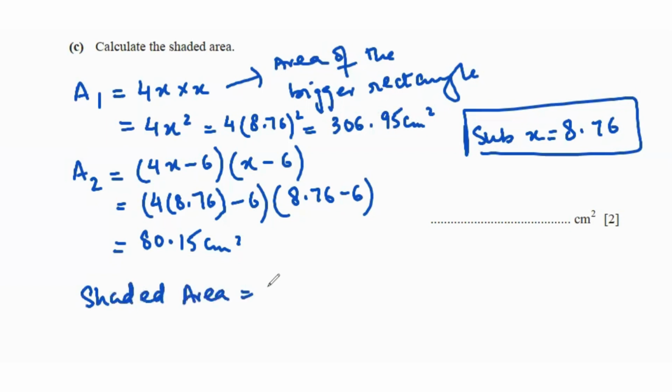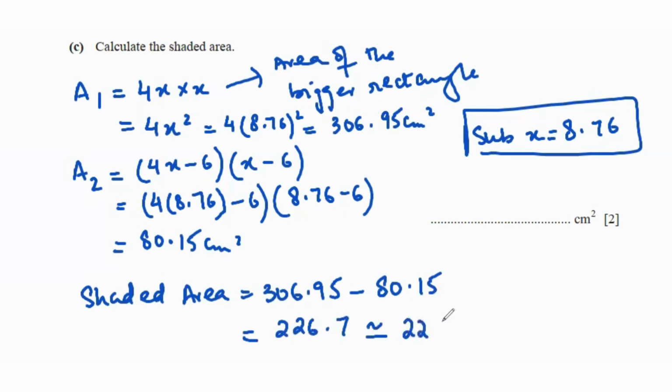So the shaded area is going to be the difference of both of these. 306.95 minus 80.15. That's going to equal 226.7, which can be rounded to 227 centimeters squared.